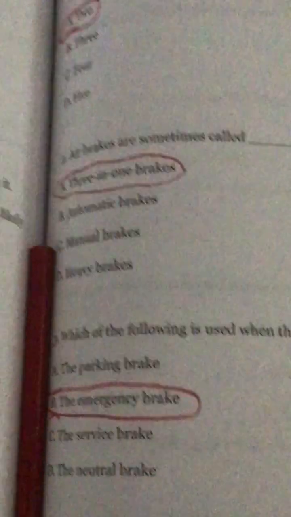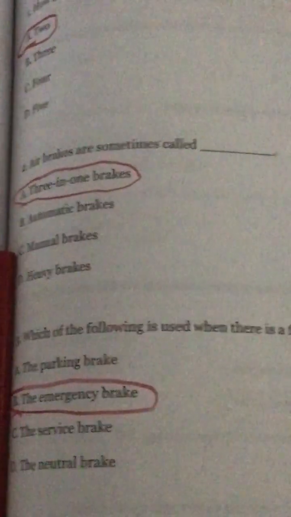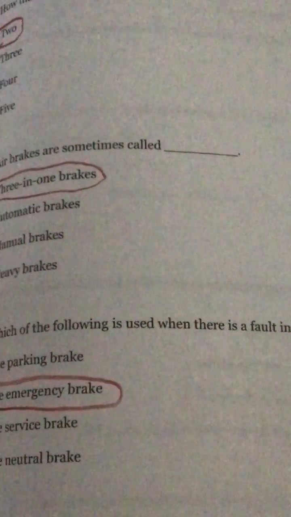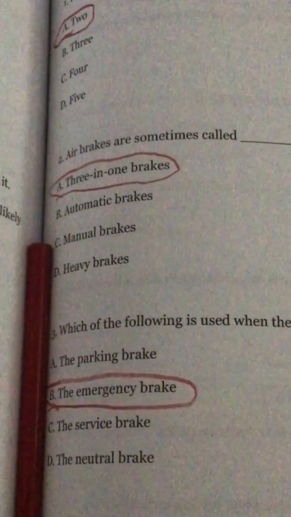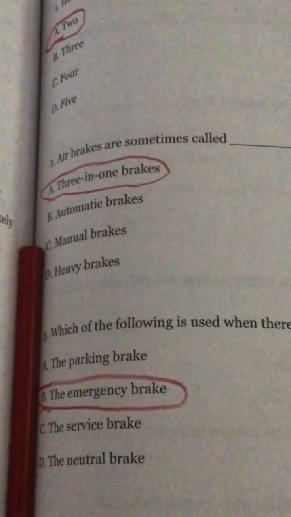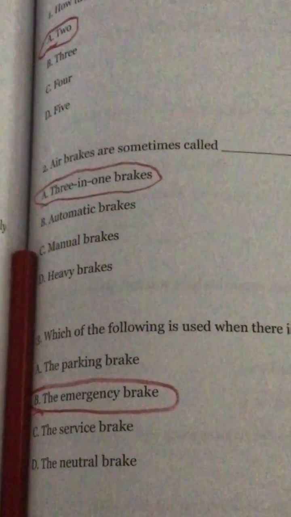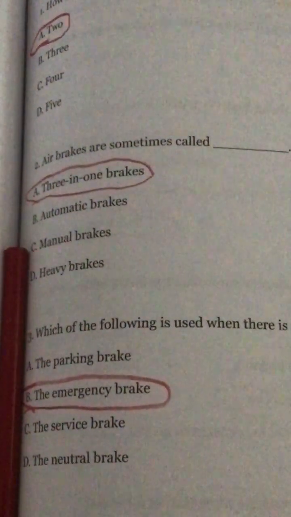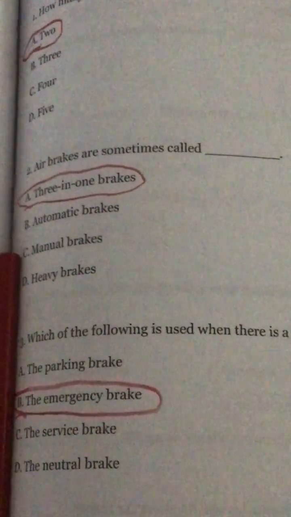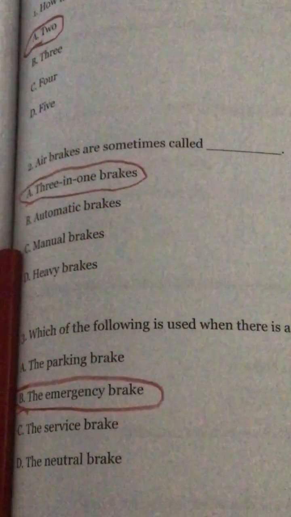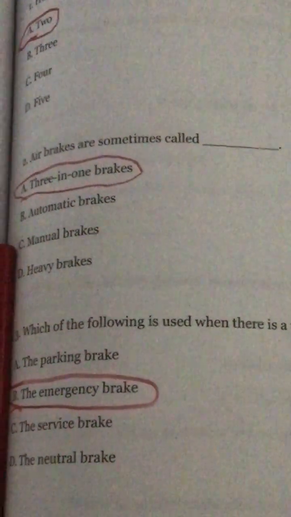Number 2. Air brakes are sometimes called blank. A, 3-in-1 brakes. B, automatic brakes. C, manual brakes. Or D, heavy brakes.